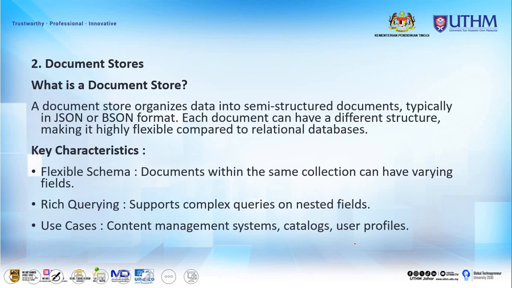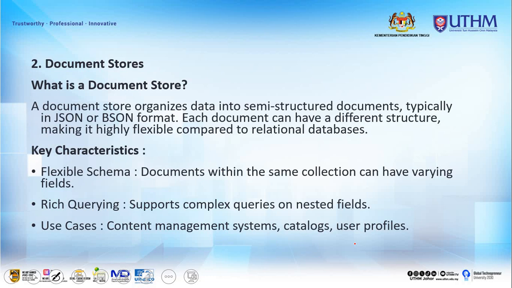Okay, the second NoSQL type of database is actually document stores. What is a document store? A document store organizes data into semi-structured documents, typically in JSON or BSON format. Each document can have a different structure, making it highly flexible compared to relational databases.